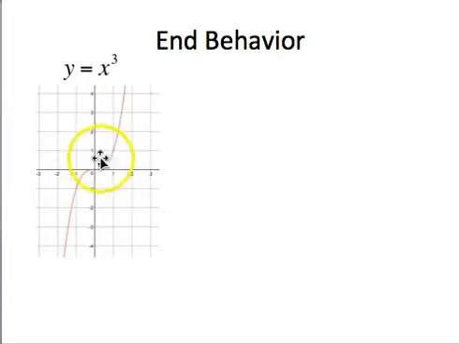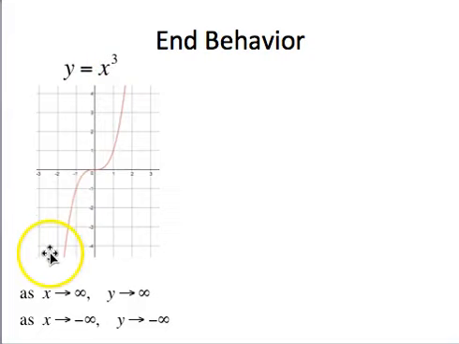So this is an odd power with a positive coefficient. Things are going to behave that way. Now I could have just said y equals x to the first. Y equals x to the first is a line through the origin with a positive slope. So notice for x to the first, an odd exponent with a positive coefficient, the end behavior is the same.